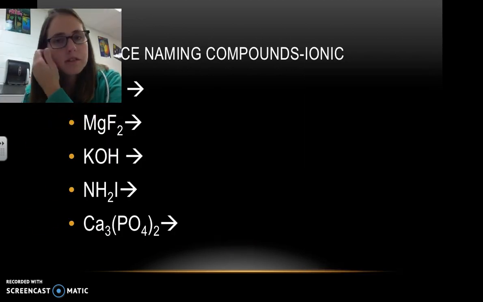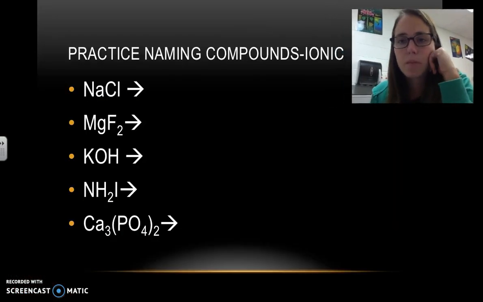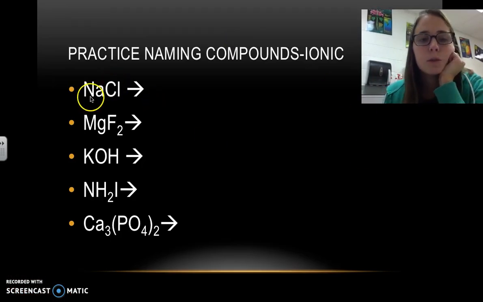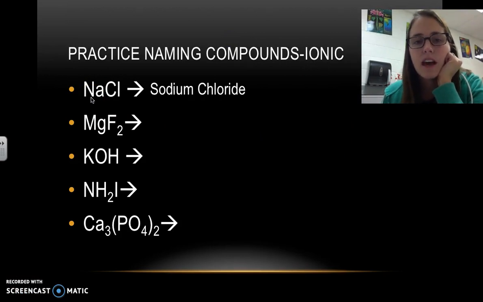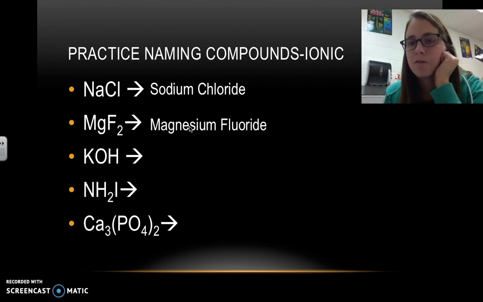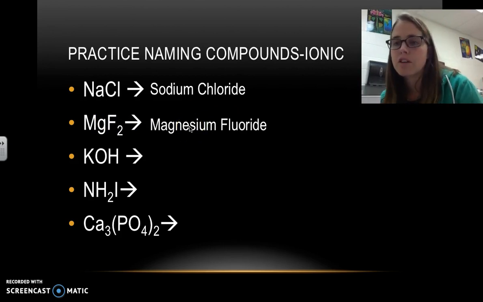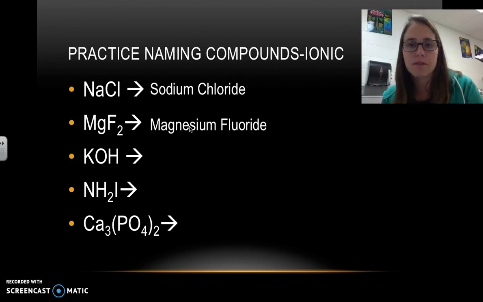So here are some examples of ionic compounds we're going to practice naming. First, we've got Na and Cl. It is an ionic compound, so we just write the name of the first one, and then we write the root of the second one, which is chlor, and then add ide, so sodium chloride. We write the name of the first one, which is magnesium, and then the root of the second one, fluor, and then ide, so magnesium fluoride. And remember, for ionic compounds, we don't use prefixes. Prefixes are only for covalent compounds.